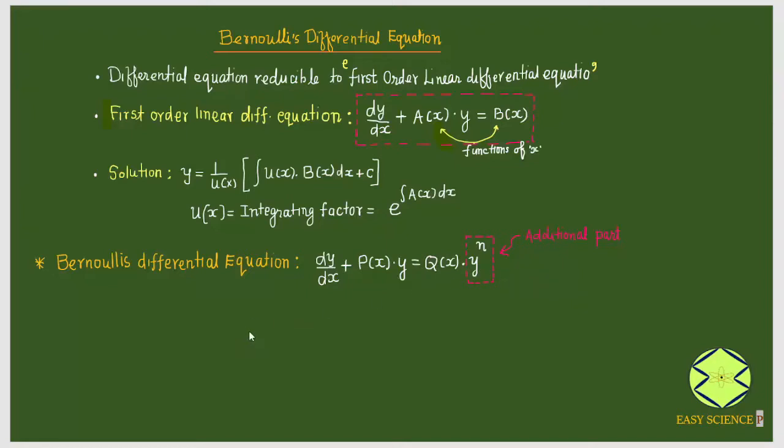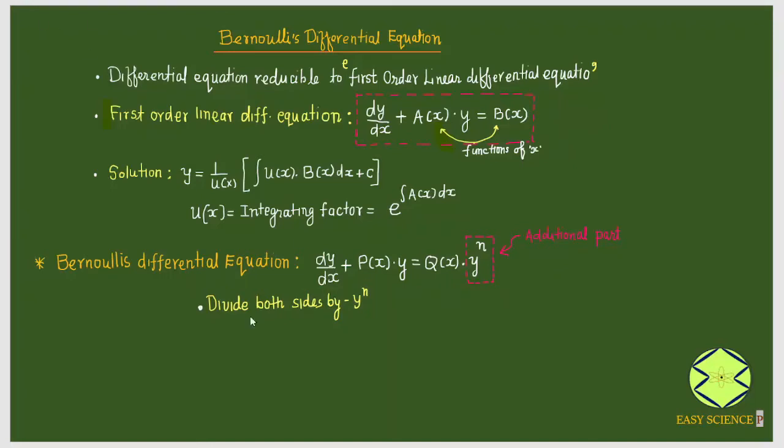So to eliminate y raised to n, what we do is we divide both sides by y raised to n. First of all, we'll try to remove y raised to n from right hand side. The step we are going to follow is very interesting. We divide both sides of the differential equation by y raised to n, because we want to reduce the given Bernoulli's differential equation to the linear differential equation of first order. So we have to eliminate y raised to n from right hand side.